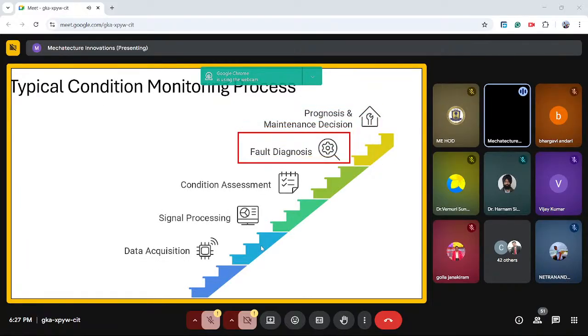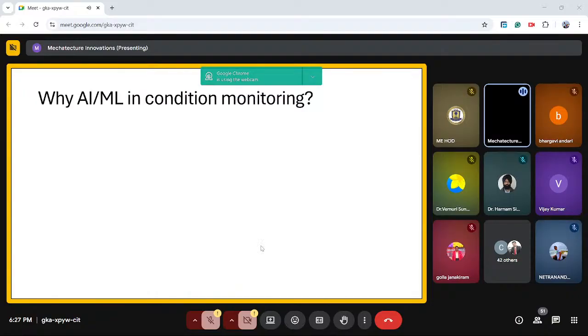So let us revise the basic steps. First is data acquisition, very good. Then signal processing, condition assessment, fault diagnosis, and maintenance. These are very common steps in any kind of industry, not only mechanical, but electrical and computer science. It's common for all.